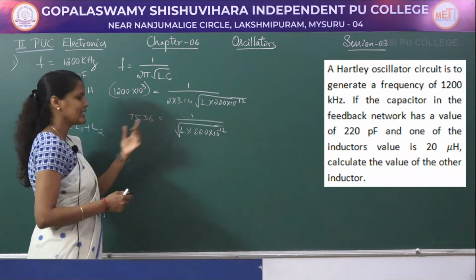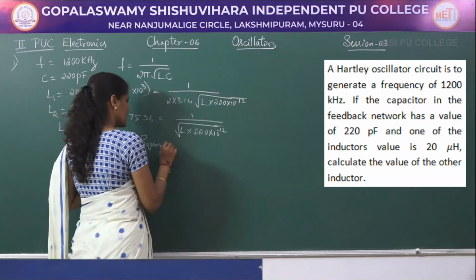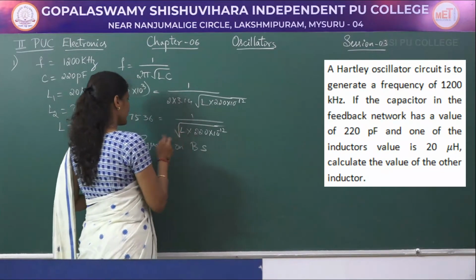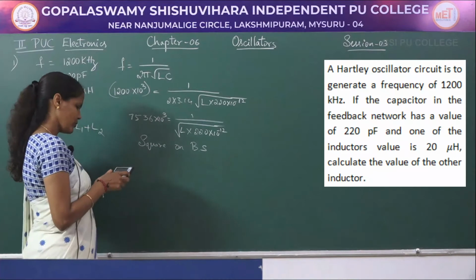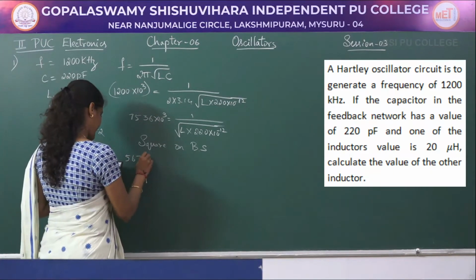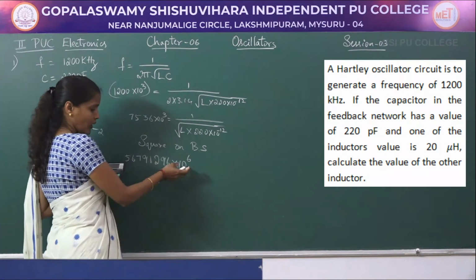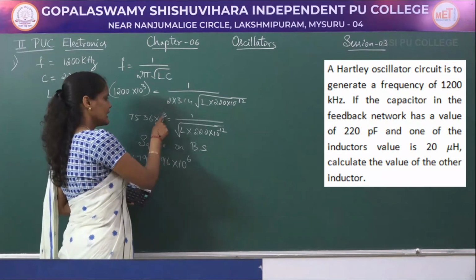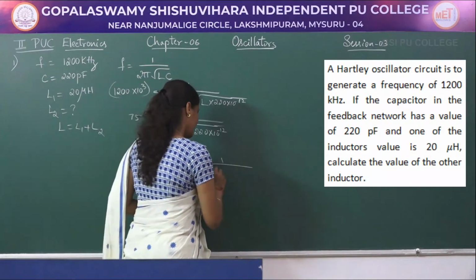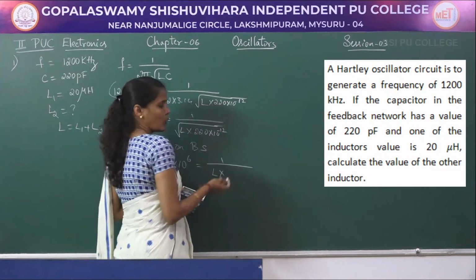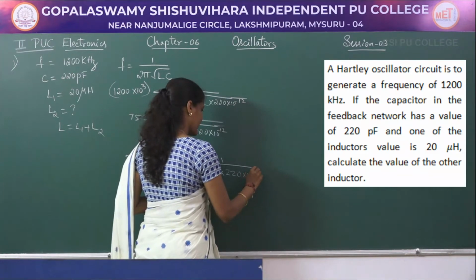Now we have to eliminate the square root. So what we can do is, we can square on both sides. Squaring on both sides, this is 7536 into 10 to the power of 3. So squaring on both sides gives me 56791296 into 10 to the power of 6. How come I have written it as 10 to the power of 6? 10 to the power of 3 whole square. So 3 into 2 is equal to 6, is equal to 1 divided by L into 220 into 10 to the power of minus 12. The root gets cancelled.